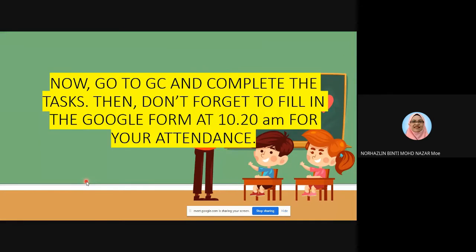Okay, students 3A, B, C, D, you may leave the GMeet, now go to Google Classroom. So we are welcoming students from 3 Gaharu, Jati, Keruing and Meranti.